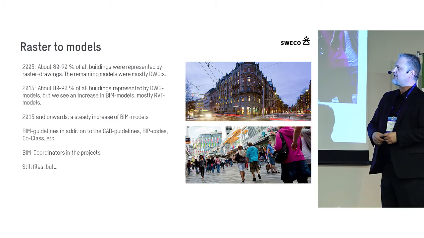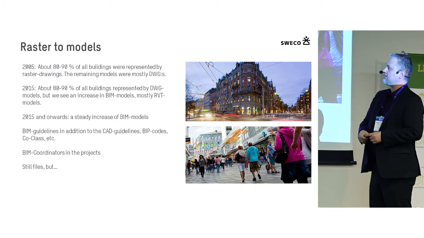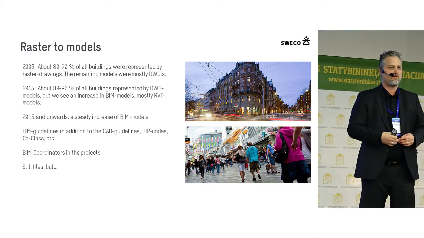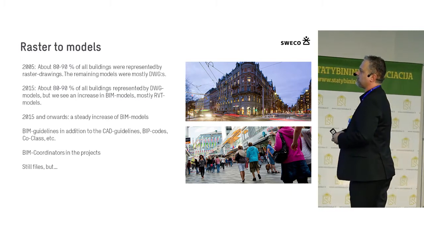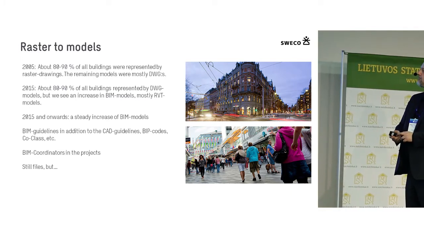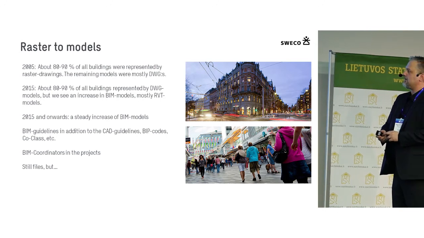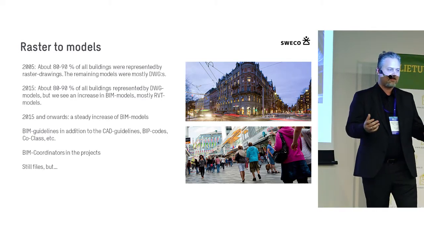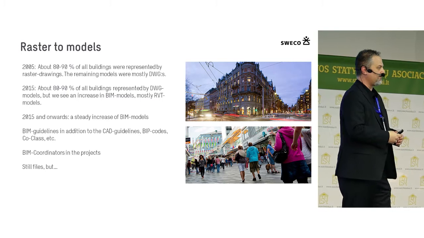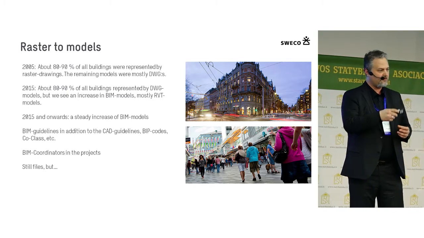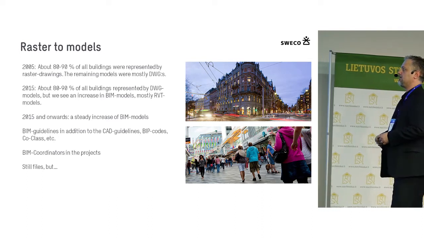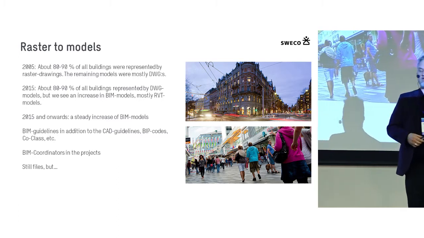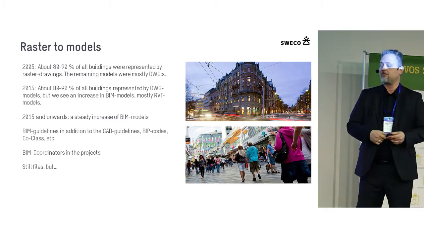And if we fast forward about 10 years, we see that 80–90% are DWG models, and of course, object-oriented to a much higher degree. But we also see an increase in BIM models, mostly Revit files actually. And from 2015 onwards, there's a steady increase. And if you take into account that they are continuously doing these 400 or 500 projects, the number of BIM models is going up rapidly. And they have also added, of course, BIM guidelines in addition to the CAD guidelines.